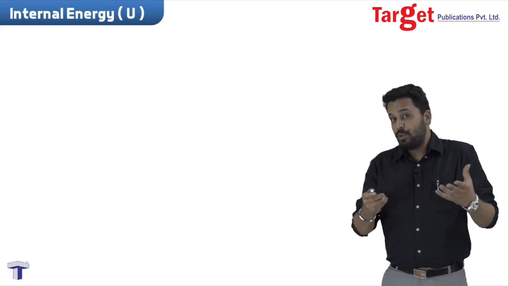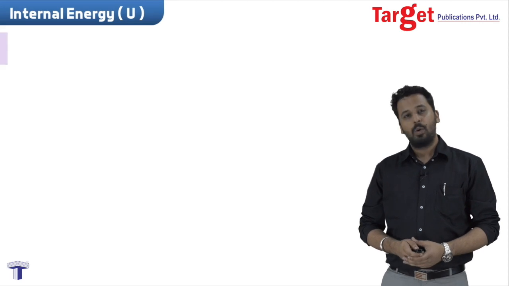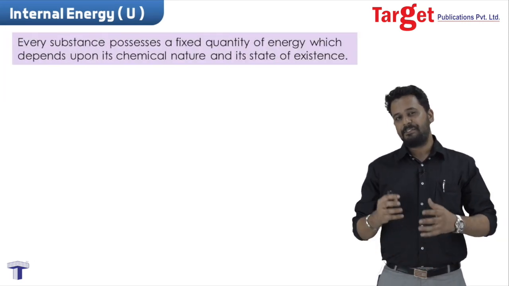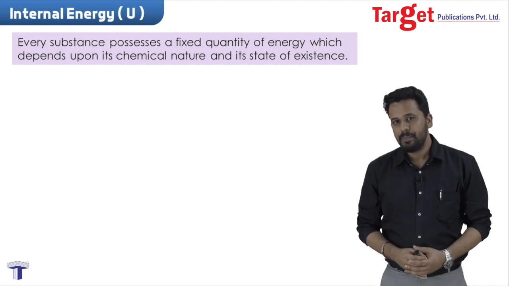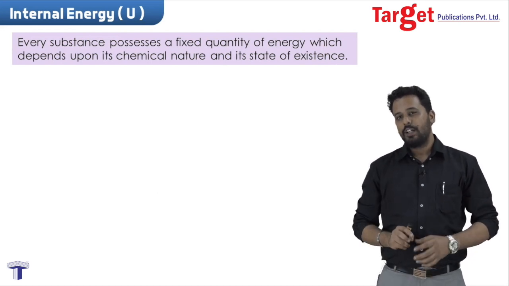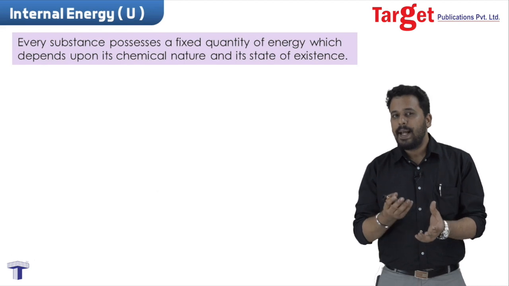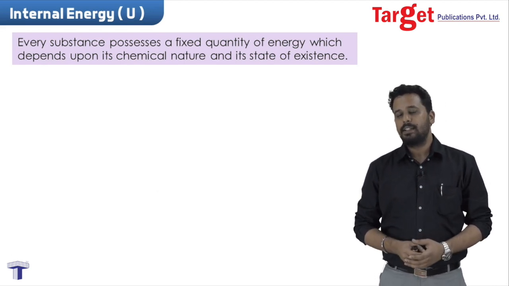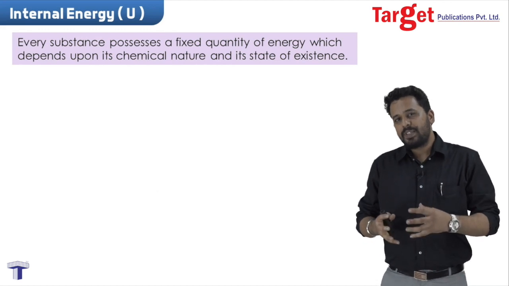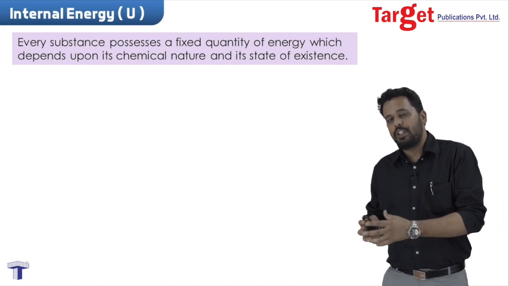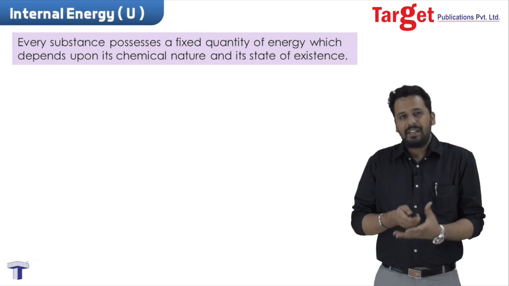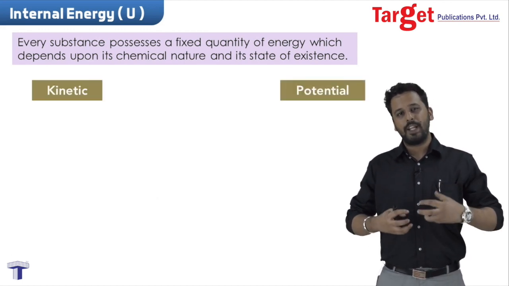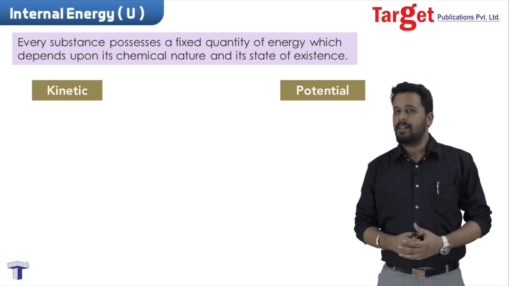But then again, if you are looking for the textbook definition, we can say that every substance possesses a fixed quantity of energy which depends on its chemical nature and its state of existence, and this is called internal energy. So every substance is associated with some quantity of energy, energies like kinetic energy and potential energy. So these energies together make up internal energy.